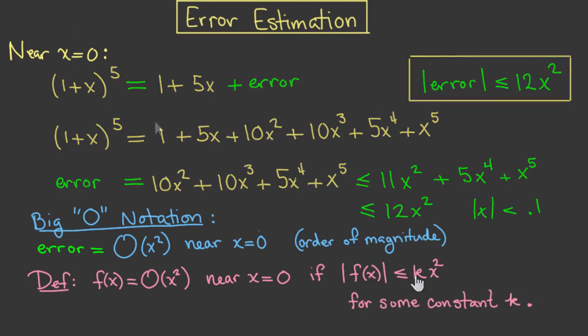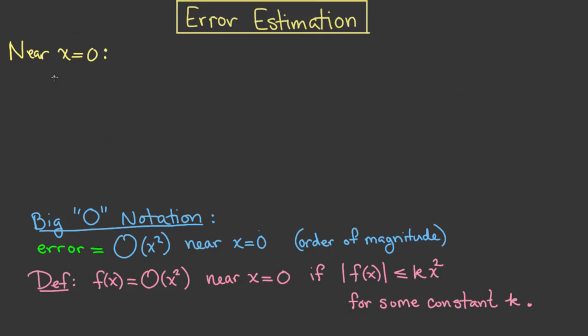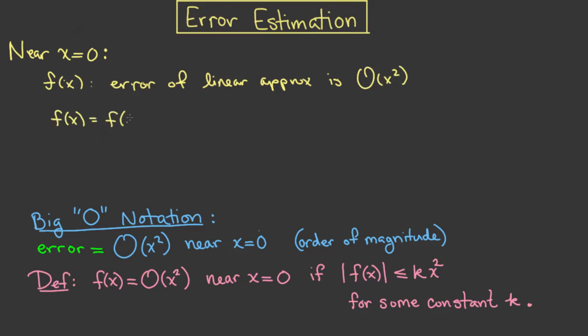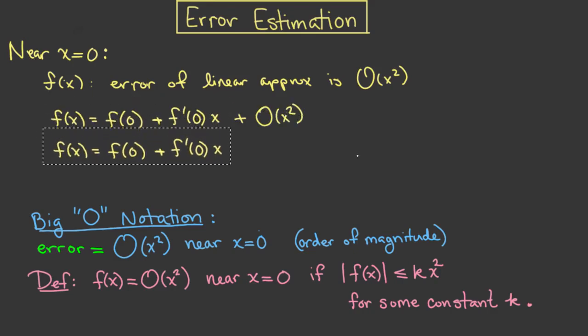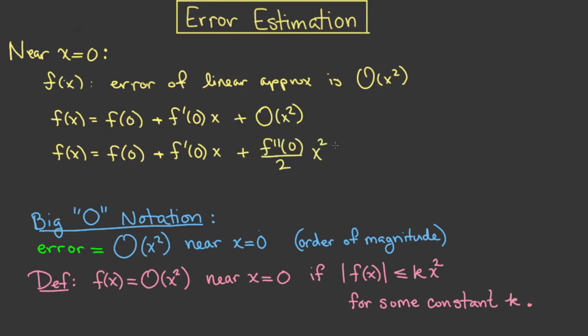What's the big deal? Well, it turns out that for any function, the error of the linear approximation is big O of x squared. So we write that like this. We say f of x is f of 0 plus f prime of 0 times x plus big O of x squared. And it turns out that the error term of the quadratic approximation is big O of x cubed. As we mentioned before, this means that there's some constant k such that the error is bounded by k times x squared or k times x cubed. So you're going to get an opportunity to explore this and get used to thinking about the order of magnitude of these error functions.